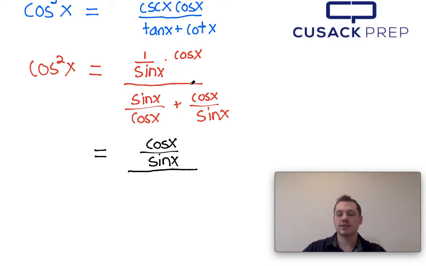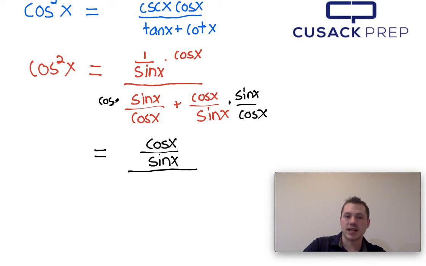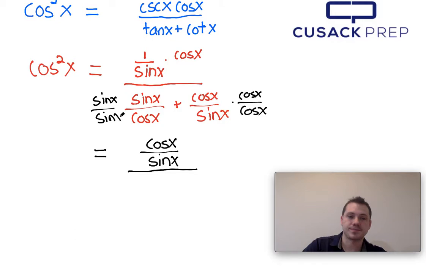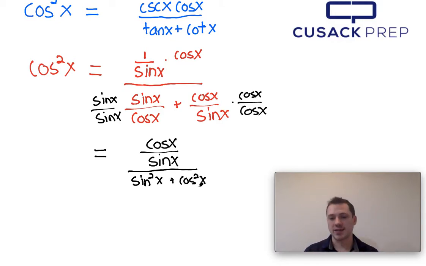The way that I do that is by getting a least common denominator. So I'm going to multiply this by sine of x over cosine of x. Oops, that's a mistake. I'm going to multiply this by cosine of x over cosine of x. Sorry about that. And I'm going to multiply this by sine of x over sine of x. Now sine of x times sine of x is sine squared of x, over sine x cosine of x. Cosine of x times cosine of x is cosine squared of x, also over sine of x cosine of x.